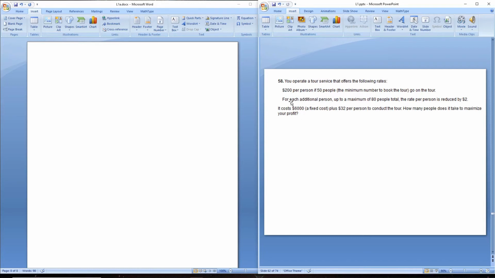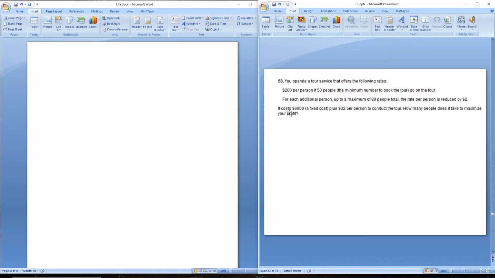However, once you have an additional person above 50, up to a maximum of 80 people, so your bus can only hold a total of 80, we'll say, the rate per person is reduced by $2. So again, if you have 50 people, you'll charge $200. But anything above 50, you'll start giving a rebate of $2. So if you have 51 people, you'll give a $2 rebate, which means you'll charge everybody $198 then.